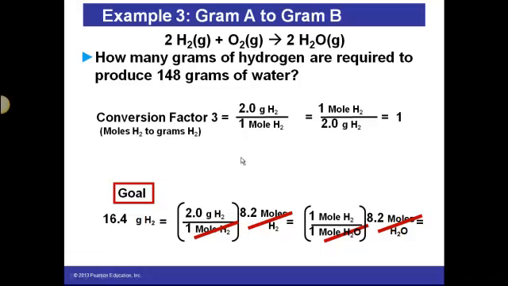So this is an example of how we can use our gram to mole conversions and the mole to mole conversions that we learned from our chemical equations to calculate how much of a substance we need to get a given amount of a product, and this involves both the gram to mole conversions and our mole to mole conversions. So we'll get some more practice with this in class.